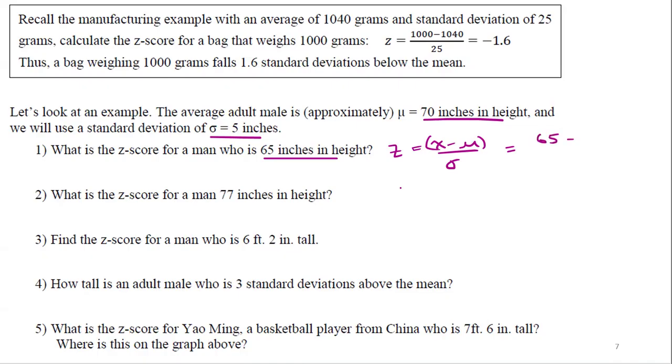And then mu is the average. The average is 70 inches, right? That's mu. So I'm going to put 70 here. And then the standard deviation is 5 inches, so I'm going to put 5 down here. We just put this in the calculator and we get negative 5 on top. 65 minus 70 is negative 5, and divided by 5 is going to give us negative 1. So we get a z-score of negative 1, and that would be our answer there.